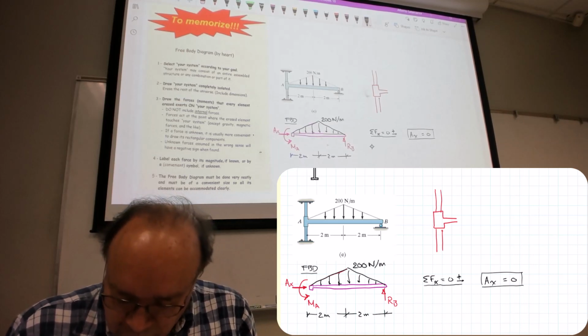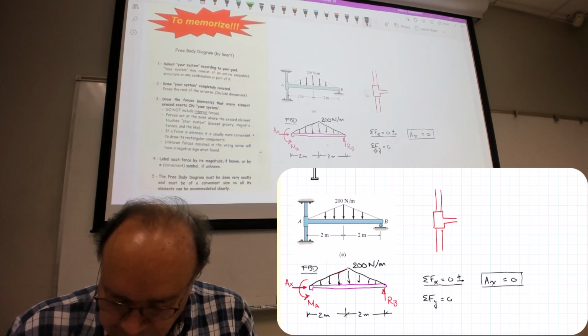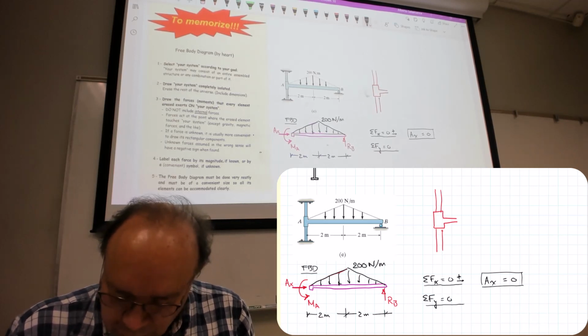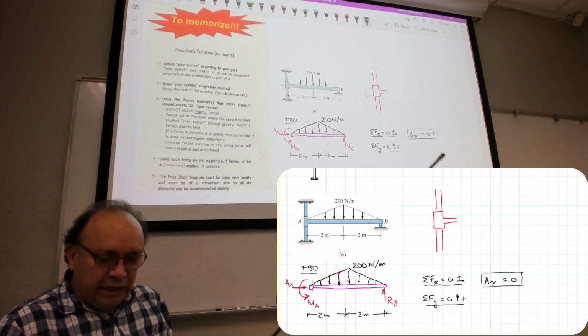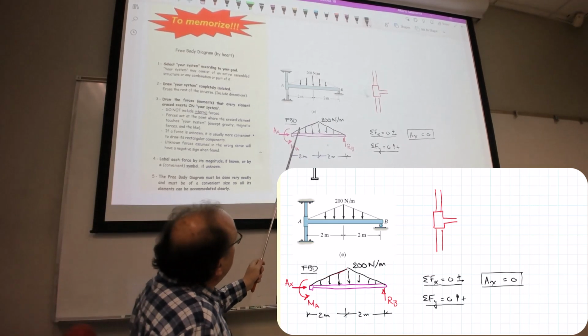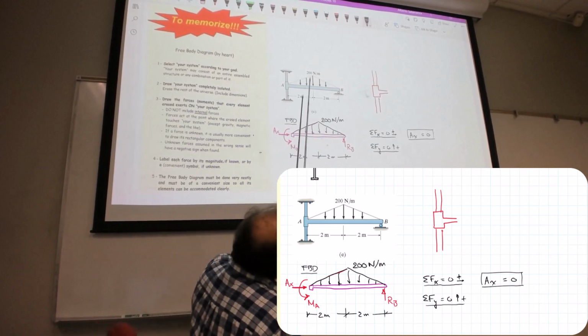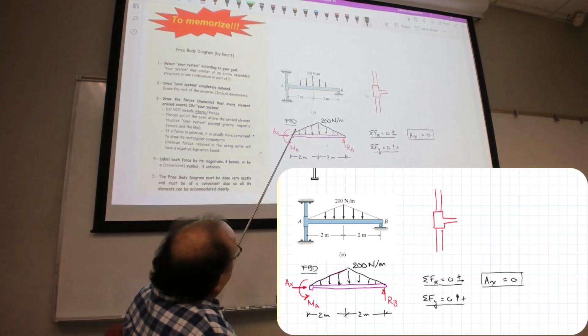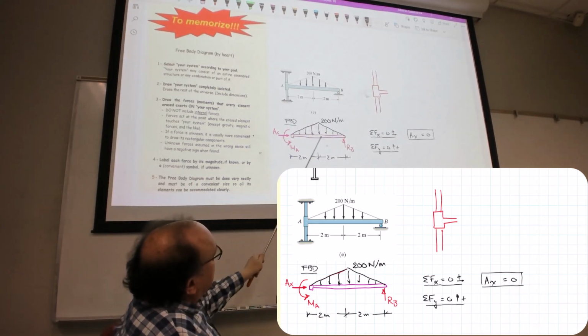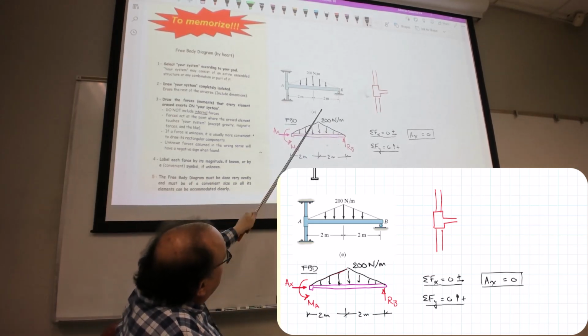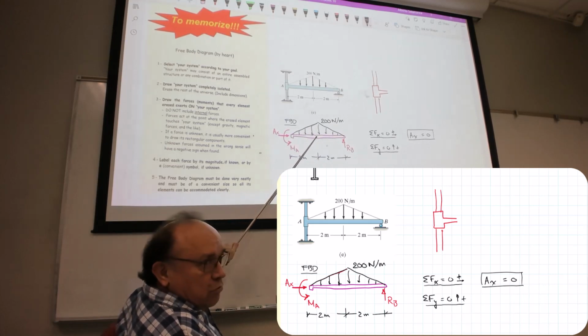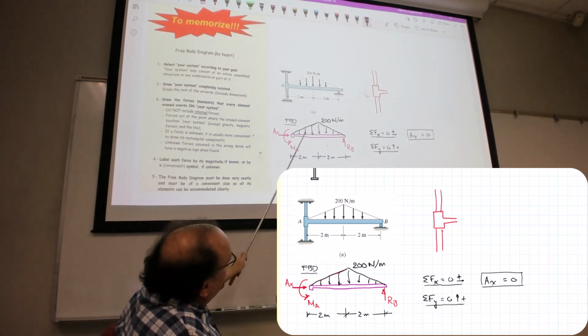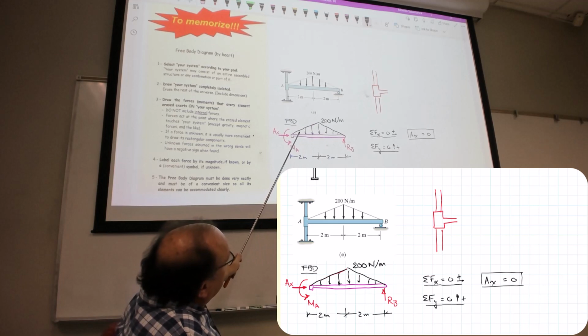Second equation, summation of forces in the y direction equal to 0. I'm going to put positive going up. What forces do we have in the y direction? Well, we have this in the y direction, right? This is vertical, and this one, right? But we cannot put this in an equation. We have to replace this by a concentrated load. But now we know how to replace this by a load.